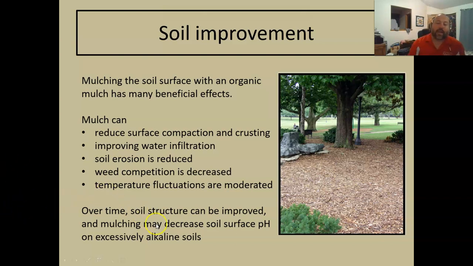Over time, your soil structure is going to be improved, and mulching may decrease soil surface pH on excessively alkaline soils as well. So if you have a really, really basic, really alkaline soil, and you want to get it to be a little more acidic, adding in this organic matter mulch is going to help decrease your pH.